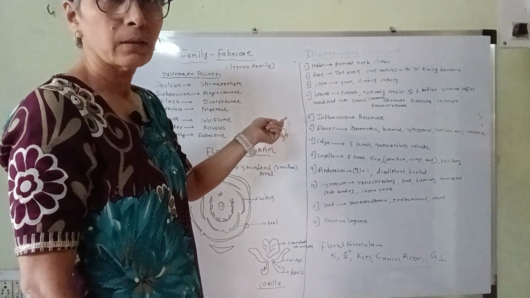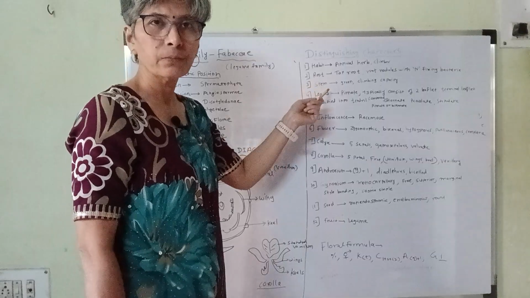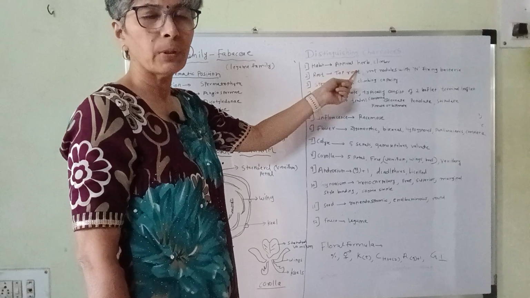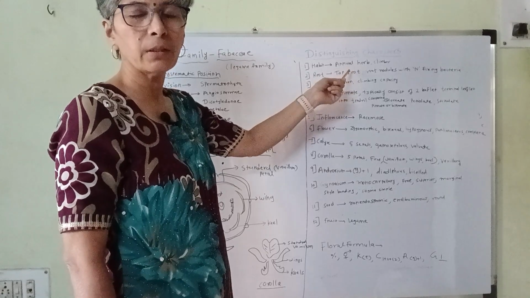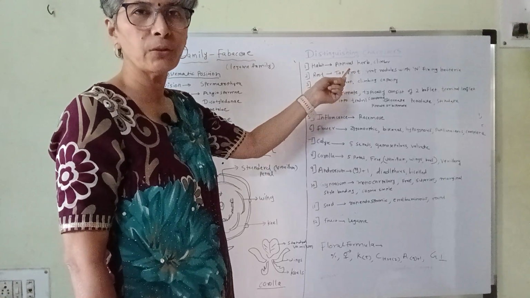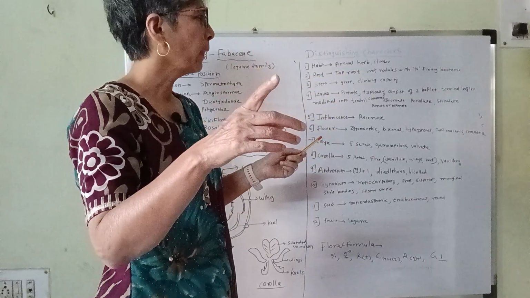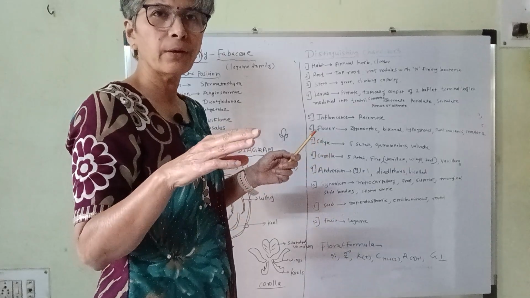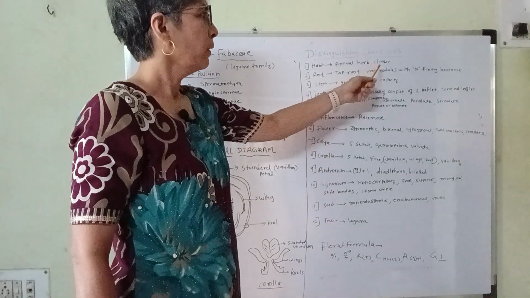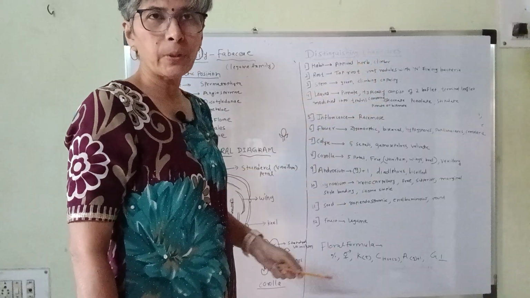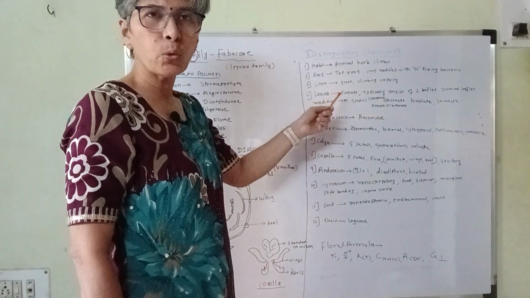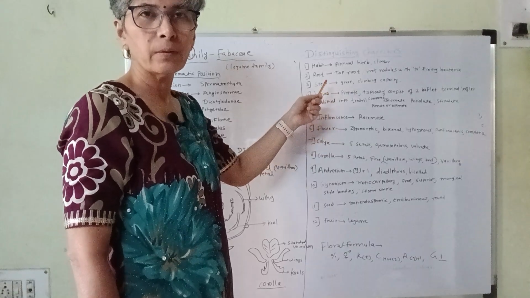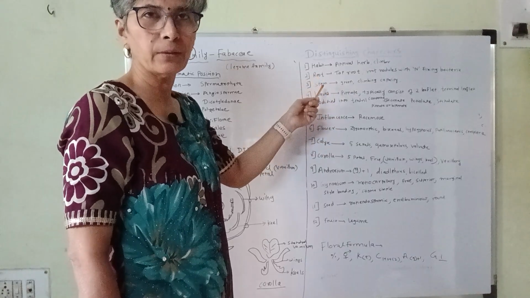Then we see distinguishing characters. Number one is habit. It is annual herb. It completes its growth cycle and germination in 1 year. It is a 3 to 4 footed herb and climber. It needs support. It takes support with the help of the plant's leaf tendrils.